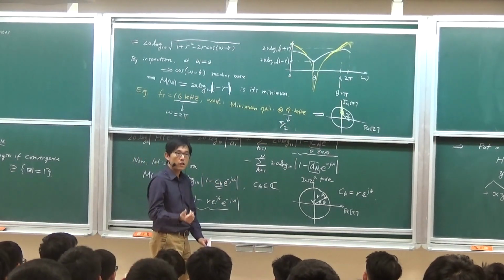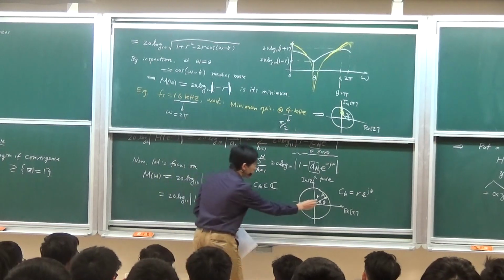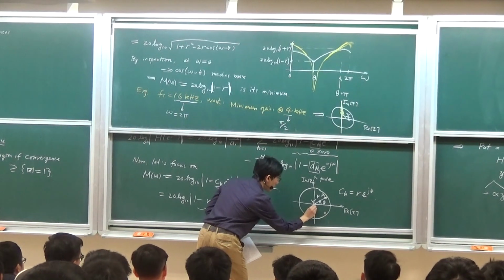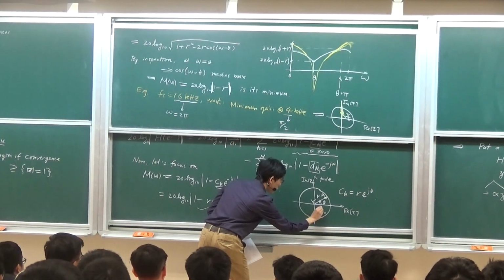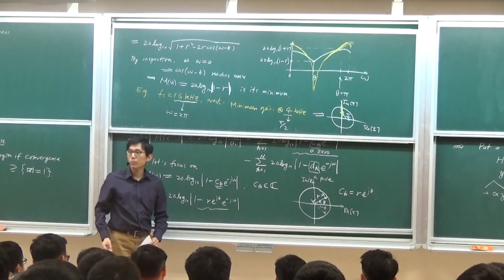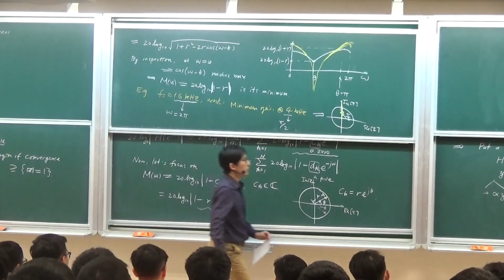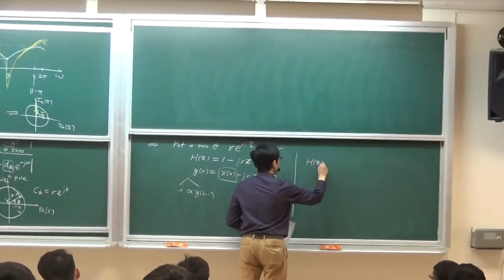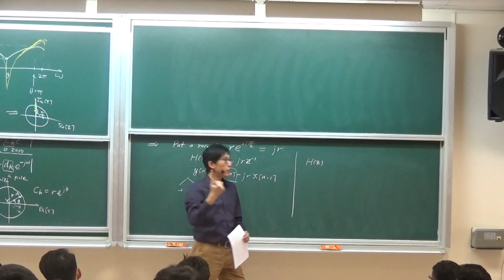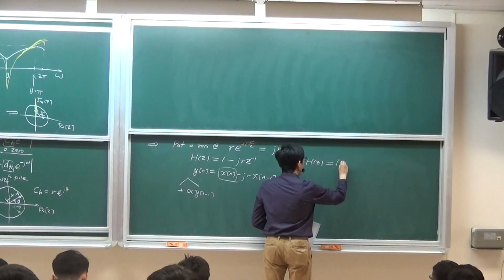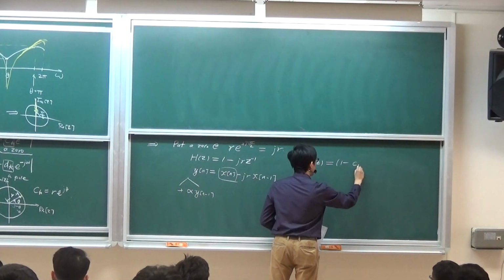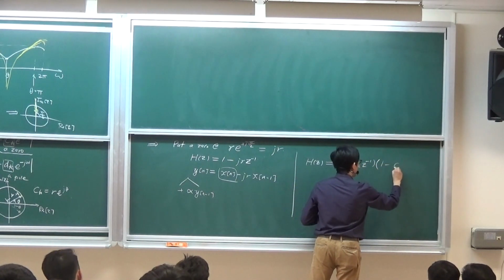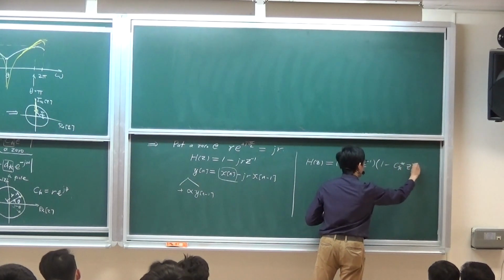Okay, so a simple fix for that is wherever we have a zero somewhere, put a zero at the conjugate location, same r, minus theta. Then now our system function becomes H of z. After putting in that one extra zero, our system function becomes 1 minus c z inverse times 1 minus its complex conjugate z inverse.